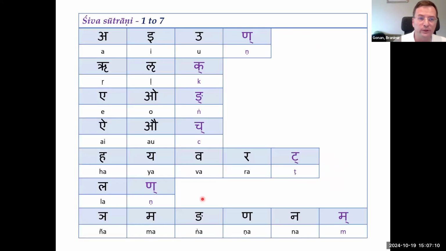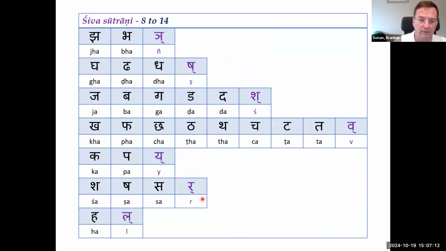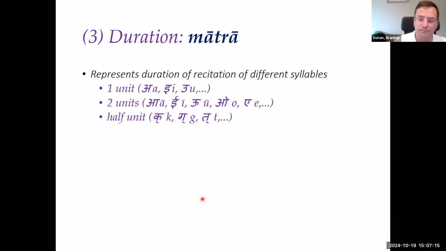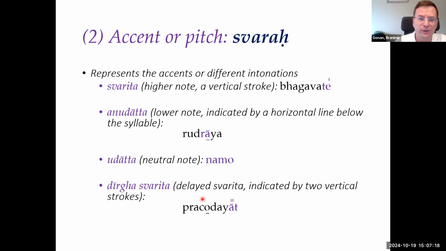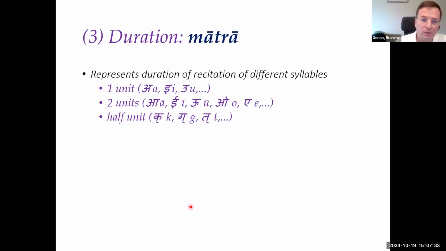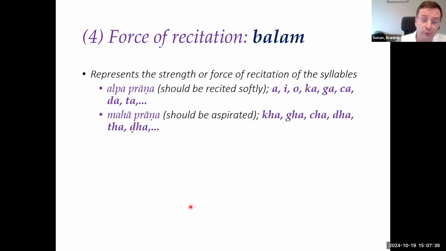We have practiced those 14 lines, and we will practice them again with some of you at the end of this presentation. We mentioned the 3 accents or pitches in our texts, svarita, anudatta, udatta, as the 3 basic ones, and the 4th was dirgha svarita, or delayed upper tone. Duration of the syllables can be 1, 2, or half unit. The force of recitation is very important, especially when we use the mahaprana, so kha, gha, cha should be pronounced.